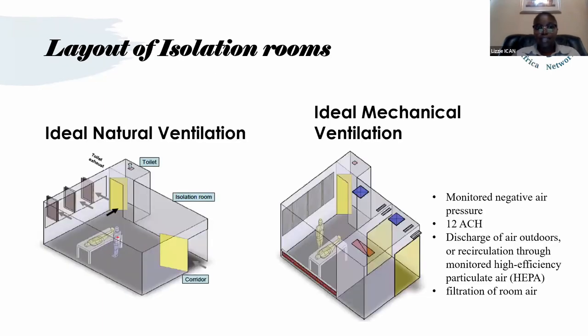And then there is the ideal natural ventilation and the one for mechanical ventilation. So in the ideal ventilation, the air should move from the corridor going into the isolation area and come out through the windows or through the toilet. The airflow should not be making its way back into the clinical areas or into the corridor.